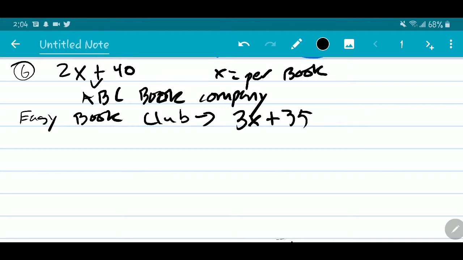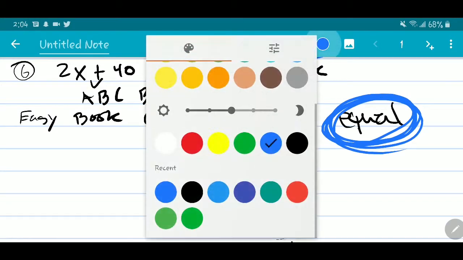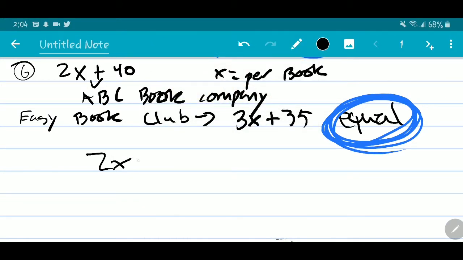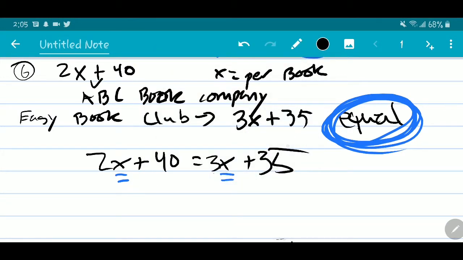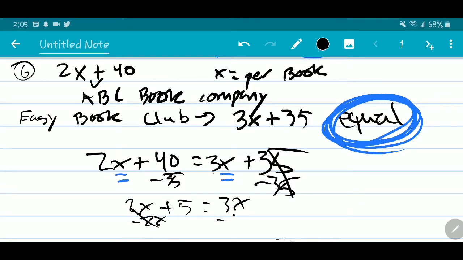And it asks, where are these two prices equal to each other? So equal, that is the key word in this question. So all we have to do is just set these two equations equal to each other. And we only have one variable, x, right here. So our first step is to go ahead and subtract our 35s. That gives us 2x plus 5 equals 3x, and minus the 2x on both sides.